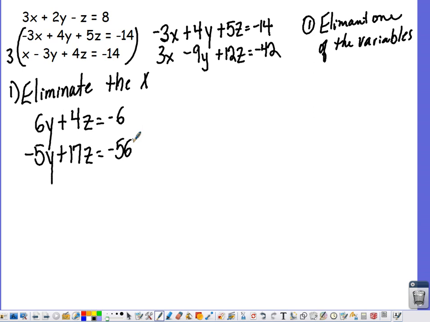We're going to follow the exact same procedures, but this time we need to decide whether you want to eliminate the y's or the z's, because you're now going to eliminate a second variable. Okay, so now we're going to eliminate a second variable.